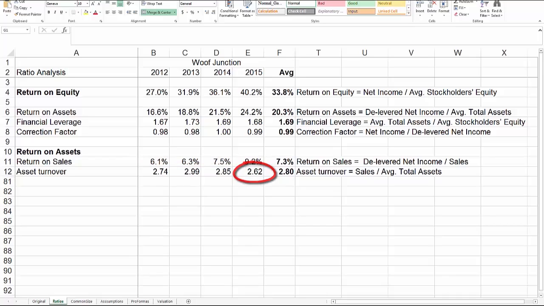But there hasn't been a real trend in this, so we can say that the whole reason for Wolf's improvement in return on equity has been driven by their operating performance, return on assets, and their improvement in operating performance is almost exclusively driven by their profitability or return on sales.